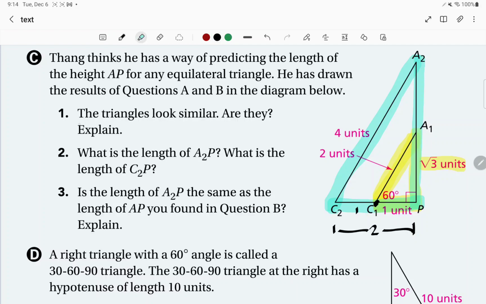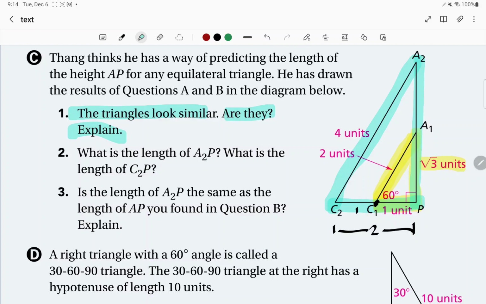Okay, on the first one: are the triangles similar, and explain how you know. In this case, yes, they are similar. If you remember back last year, we talked about similar figures, and these are called nestled similar figures or nestled triangles, where one is nestled inside of the other. So they are similar to each other, because they are nestled triangles.